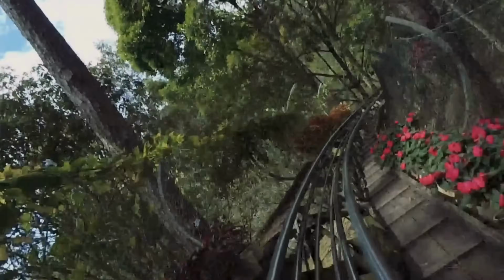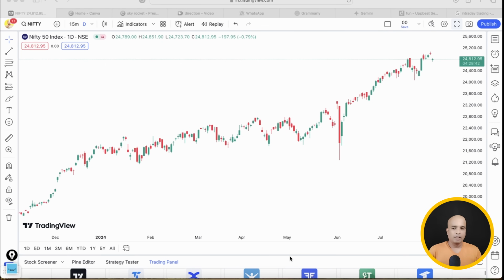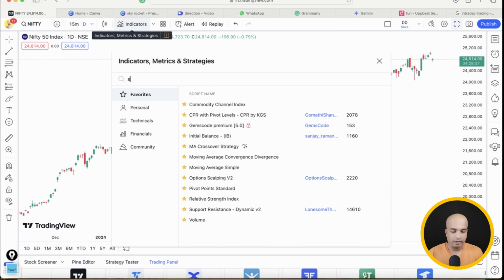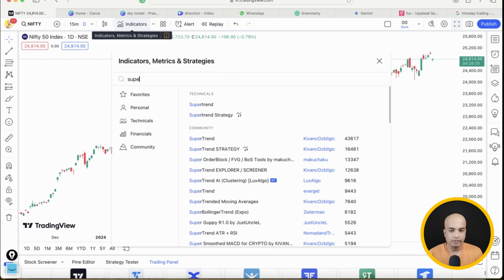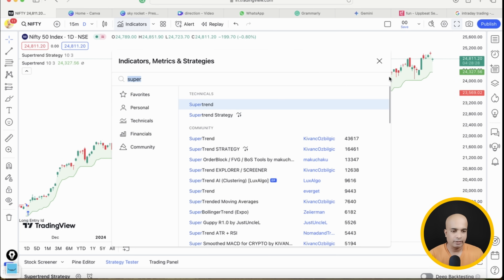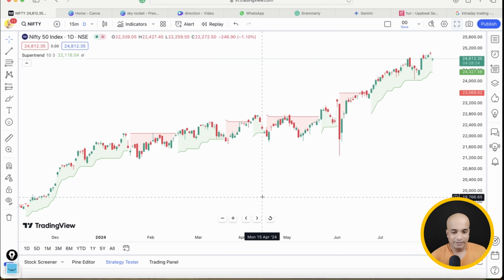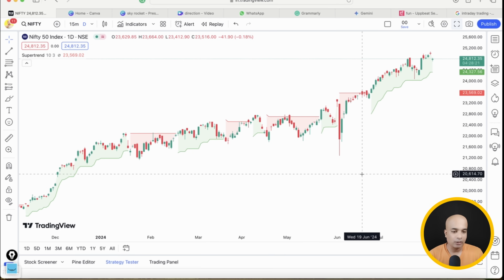Do you agree that the stock market is like a roller coaster ride? The Supertrend indicator is like a smart friend who helps you guess which way the roller coaster is going. It is a simple trend indicator. Let me plot the Supertrend indicator. It looks like this. Not the strategy, I want to plot the Supertrend indicator, so I'll remove the strategy bit. Okay, so this is how a Supertrend indicator looks.